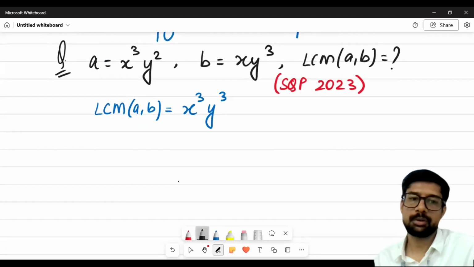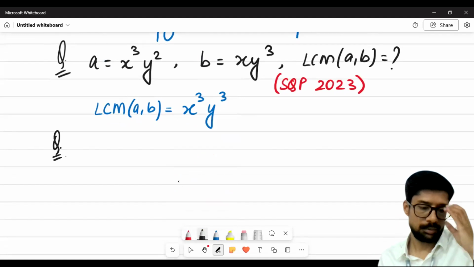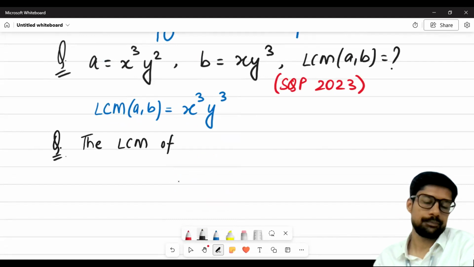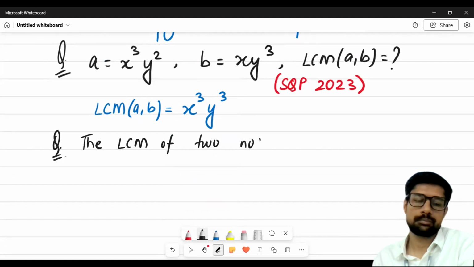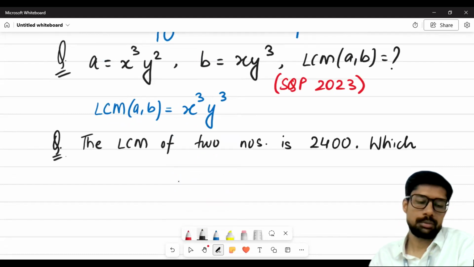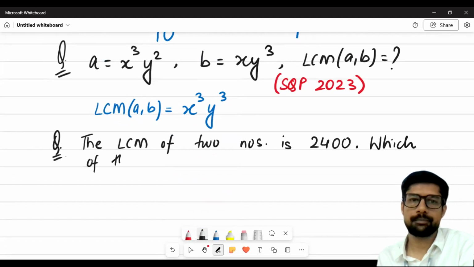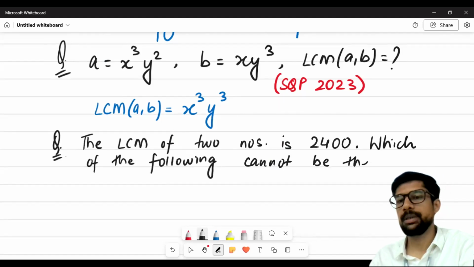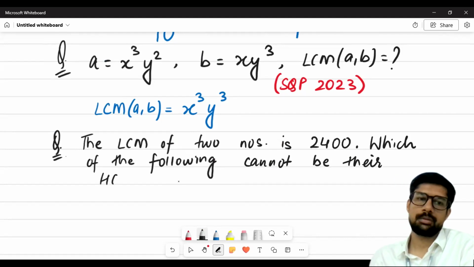Again, an application-based question on HCF LCM. The LCM of two numbers is 2400. Which of the following cannot be their HCF? Cannot be their HCF. Okay.